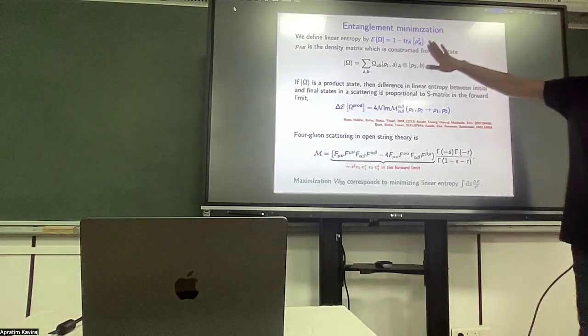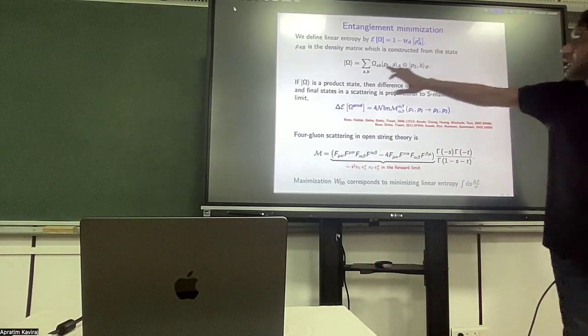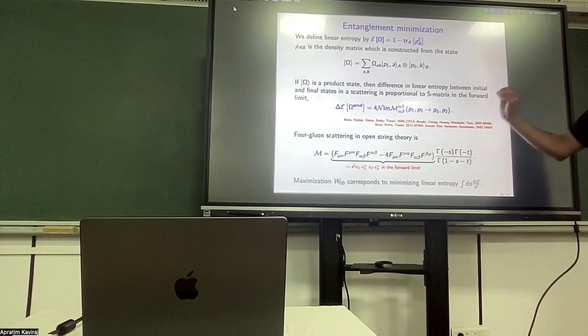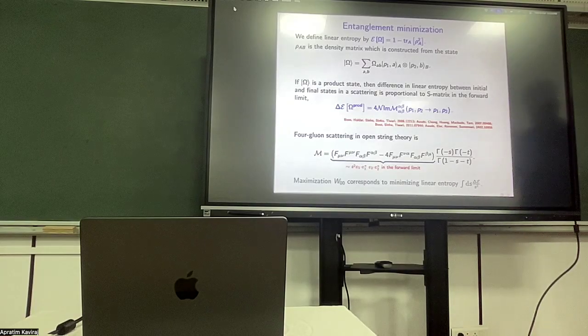Linear entropy is defined by this, where we have a density matrix formed out of this state, in its subspace. It seems to be an initial state. It's a momentum space, it's a helicity space. Yeah, in the helicity space.